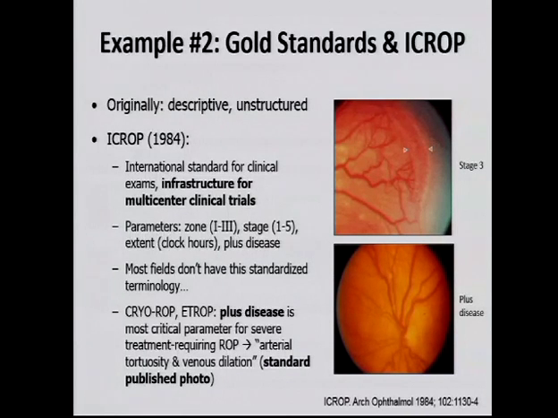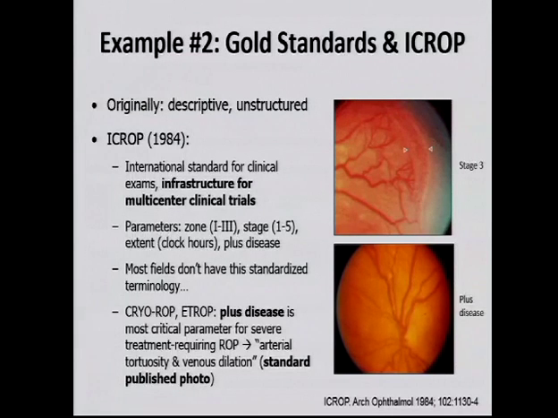It turns out that according to these trials, the most important parameter of ROP is what's called plus disease. Plus disease is sort of a Boolean variable. You either have it or you don't, yes or no. And there's also pre-plus, which is an intermediate state. So basically, yes, no, or borderline. If you have plus disease, the baby needs treatment, basically.